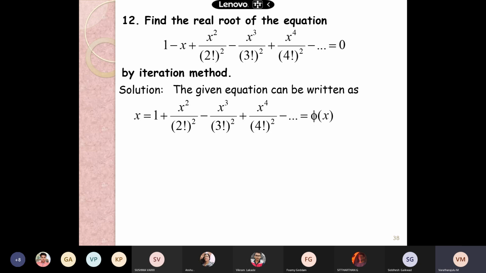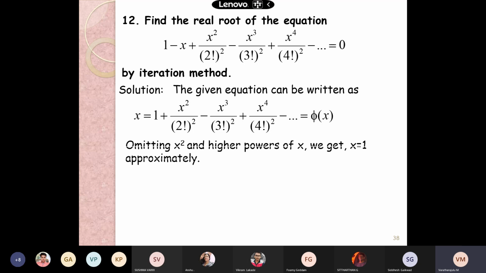What we need to do is take x alone in order to consider that as pi of x. The given equation is considered as f of x, and the pi of x has to be taken with the aid of x alone. So the rest of the terms become 1 plus x squared by 2 factorial power 2 minus x cube divided by 3 factorial power 2 plus and so on. And we need to get the information whether the results will converge or diverge. So for that we need pi dash of x.